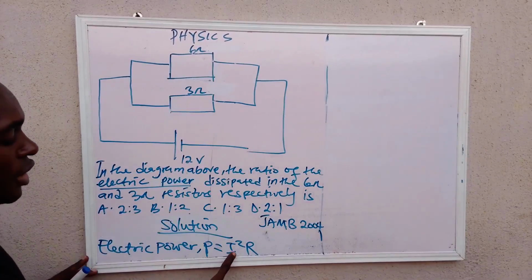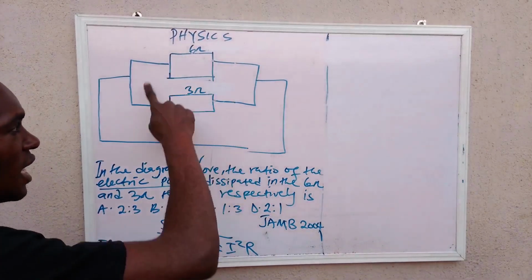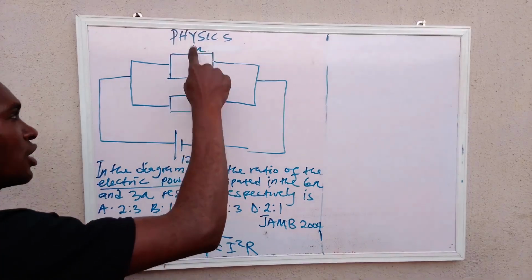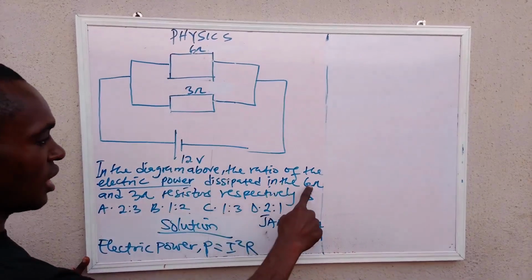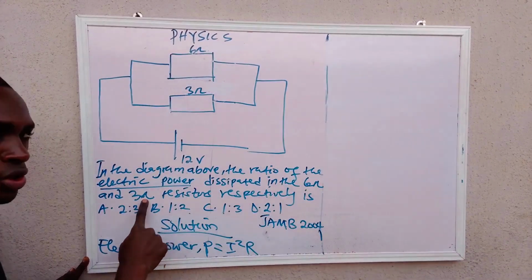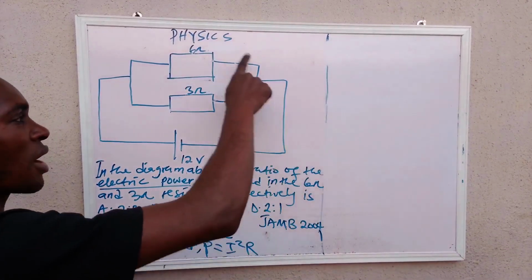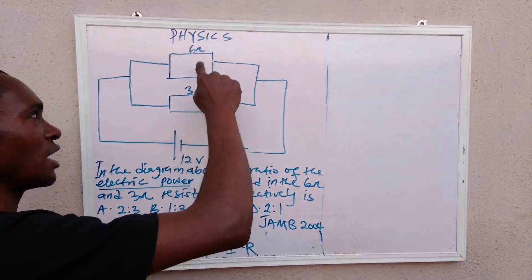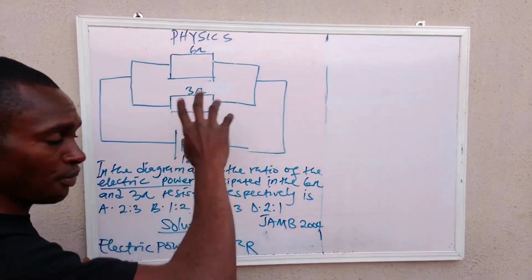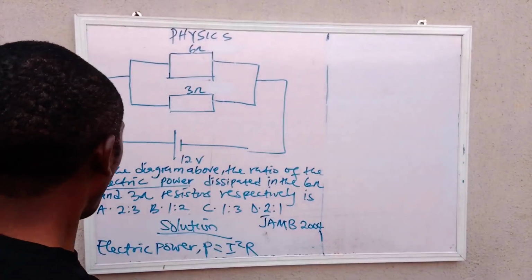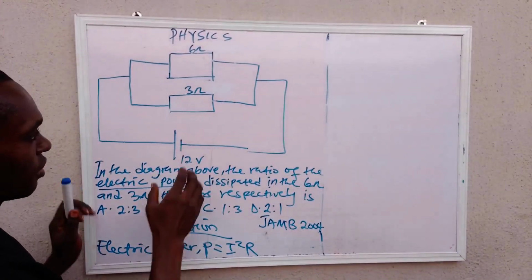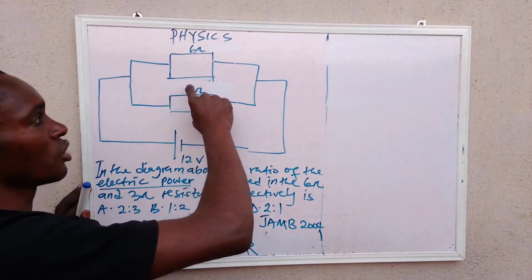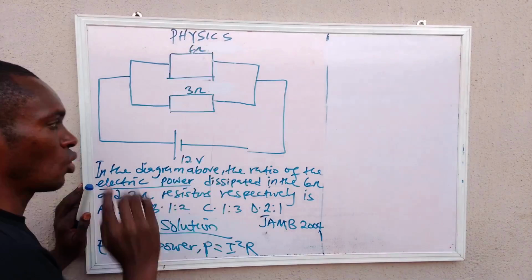I need current to calculate the power in the 3 ohms resistor and the 6 ohms resistor, because that's what they asked you. You are not asked to calculate the power dissipated in the whole of the circuit. No, you are asked to calculate the power here and the power here. So this is a different question. That means you need to calculate the current here. Since I don't know the current, I need to find the current in the 3 ohms resistor and the current in the 6 ohms resistor.